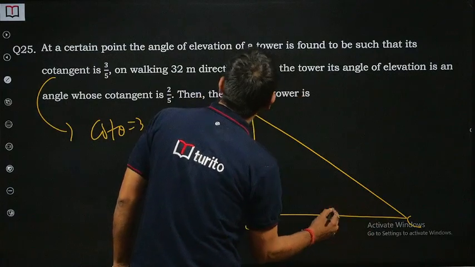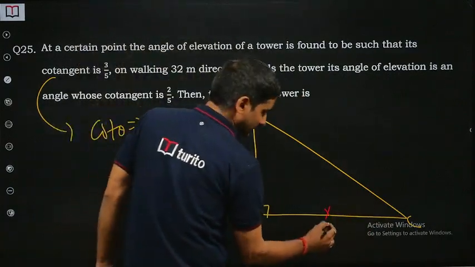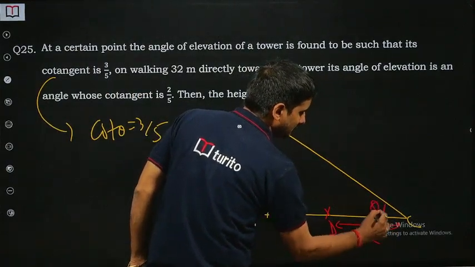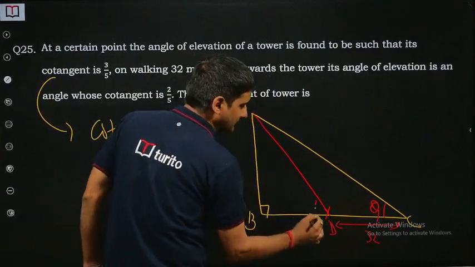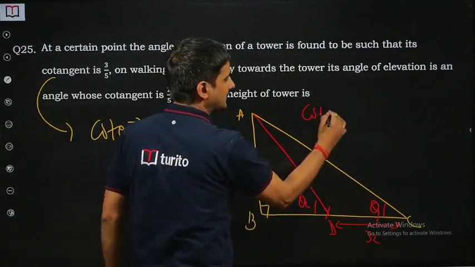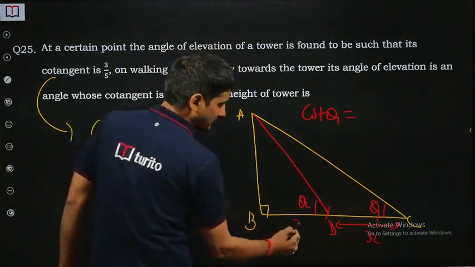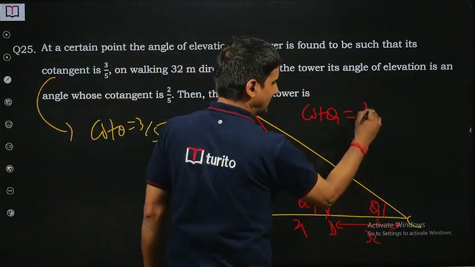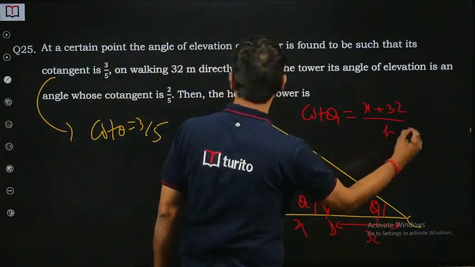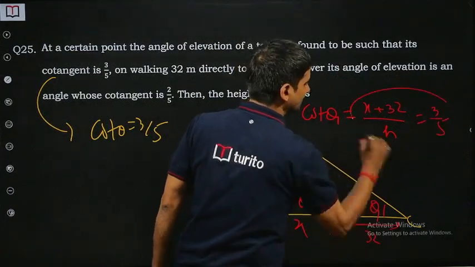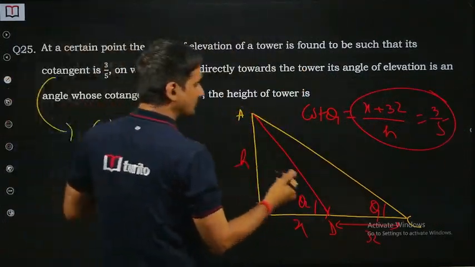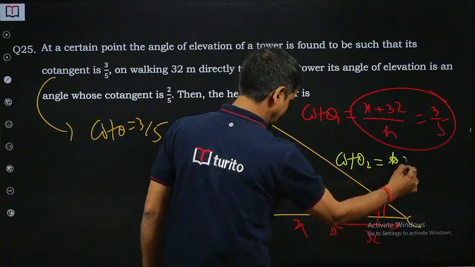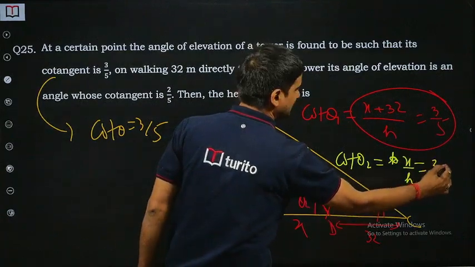So if you move 32 meters directly towards the tower, this is d, and this distance is given to be 32. Here it's theta 1, and from here it's theta 2. So cot theta 1 is base upon height, and this is h. Height is required, so it's x plus 32 upon h. This is nothing but 3 by 5. That's one relation. Similarly, we have one more relation, which is cot theta 2, which is simply x upon h, and that is nothing but 2 by 5.